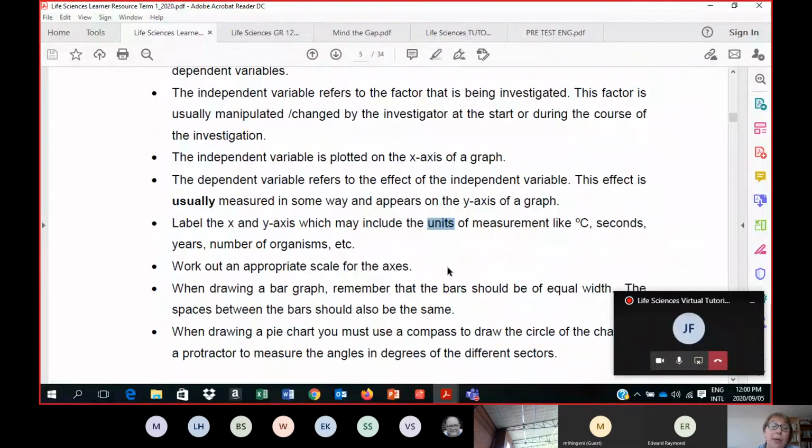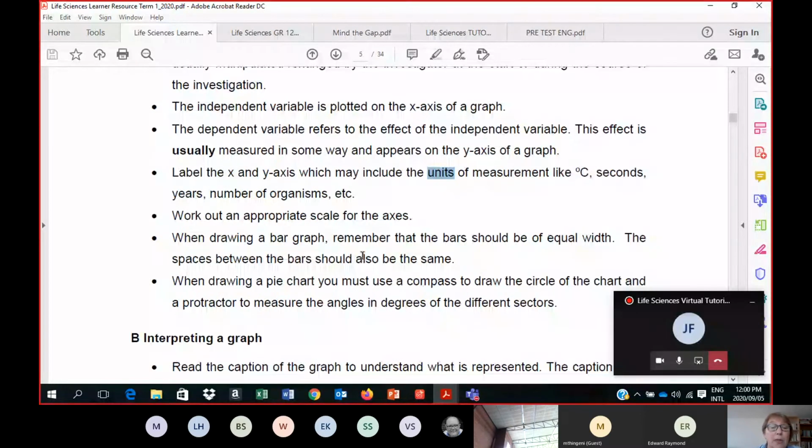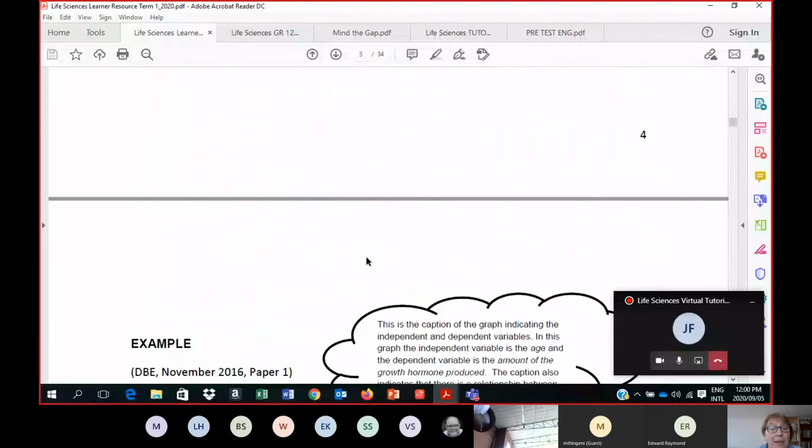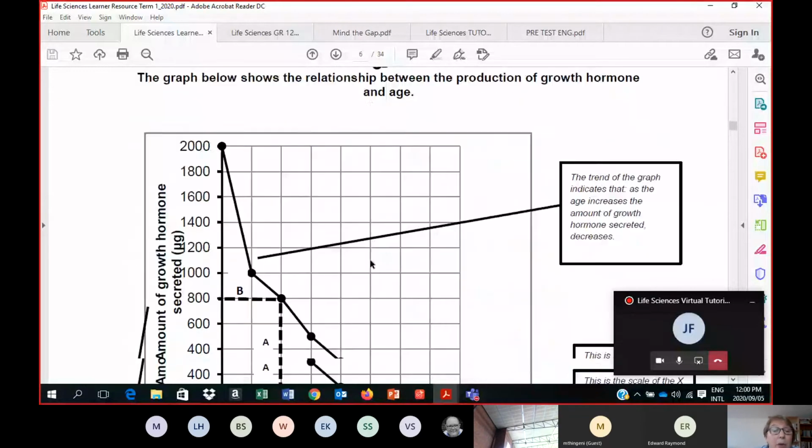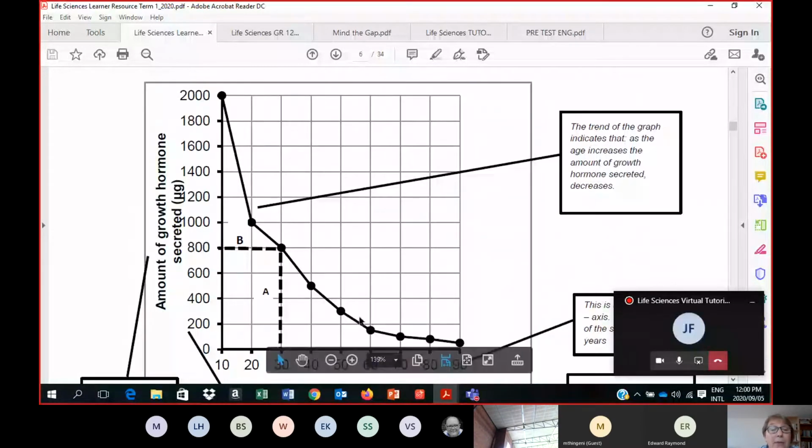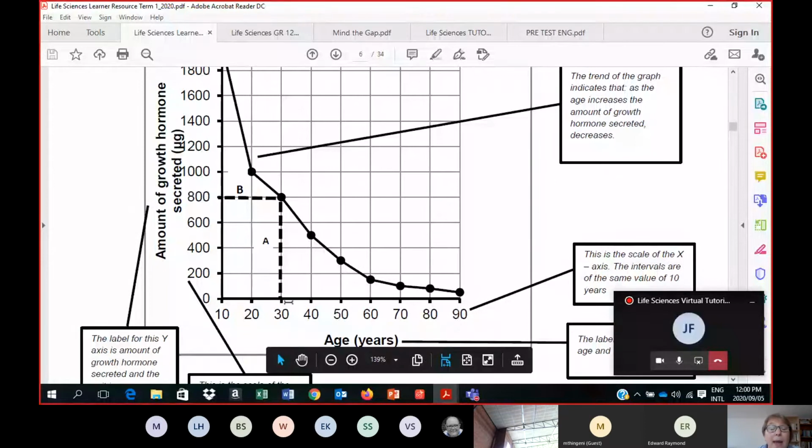Then work out an appropriate scale for the axis. Now I'm just going to quickly go on and show you this one graph over here. When we talk about the scale, we're referring to these intervals between your points over here. Now, what lots of learners do, they make this mistake, is that they simply look at the table and they look at all the numbers or the data that's being given on the table, and they fill in that data on the x and the y axis. But now one must not do this, all right?